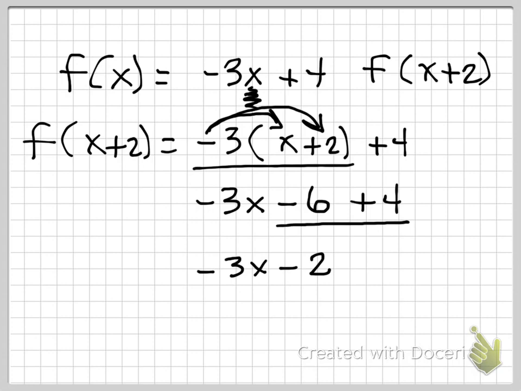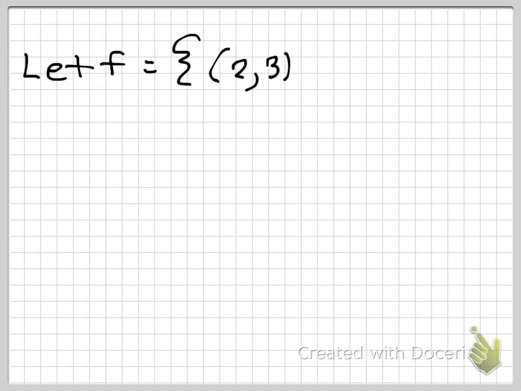Let's see. Very similar one, the next one. Okay. Now, what they're going to do is they're going to give you something that's going to look horrible, but it's not. Let f equal (2, 3), (6, 2), and (negative 2, 5).